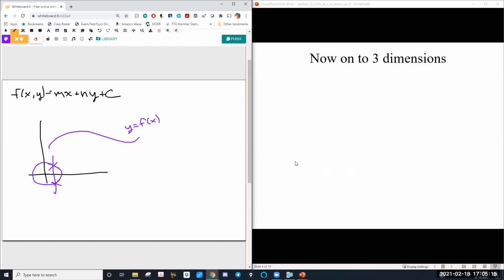So in 3D, if we're going to call f a function, we're going to let z be some function of x and y. So now instead of having an ordered pair, our graph is made up of ordered triples.